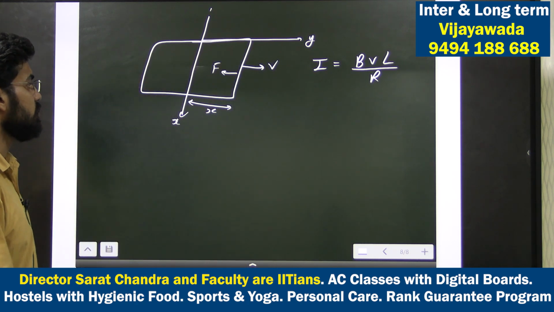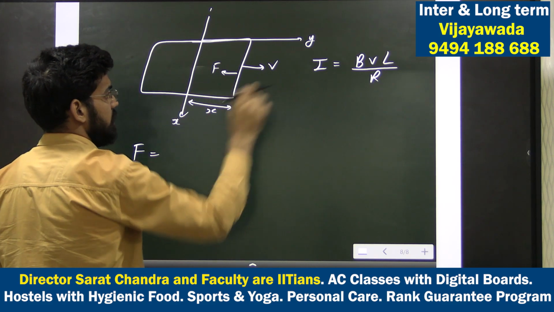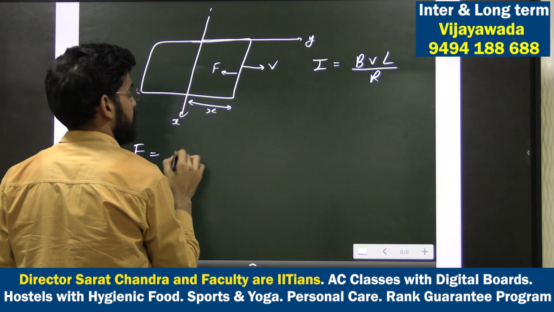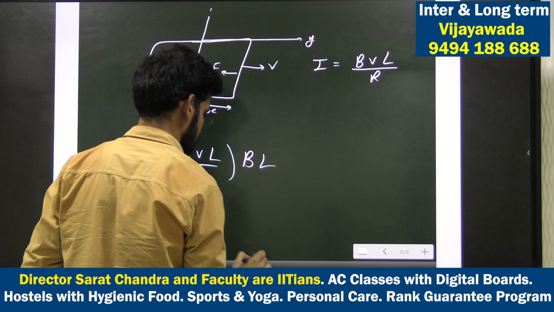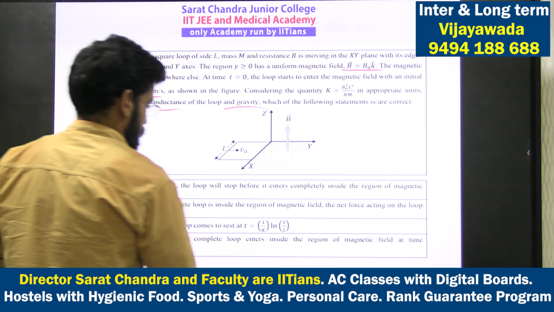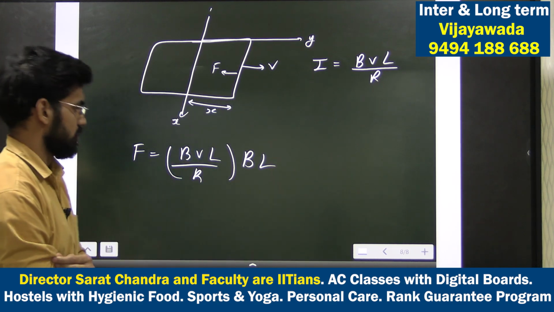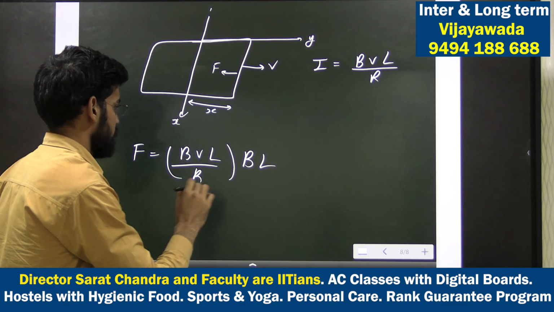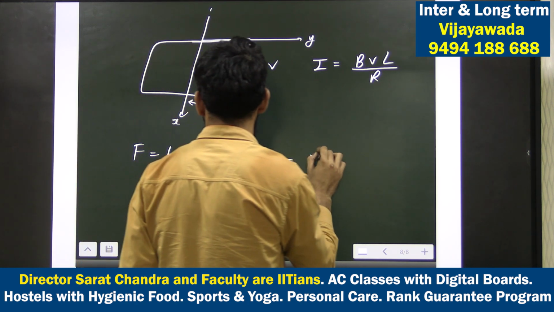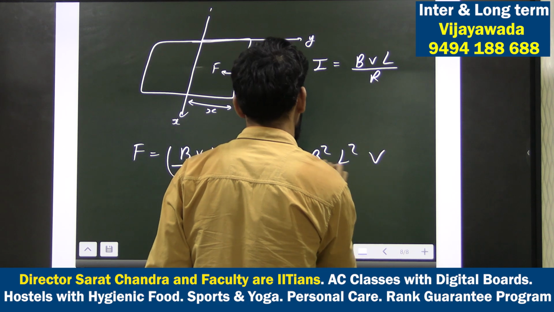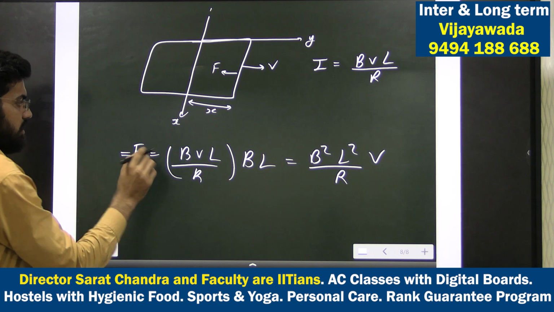Now force, what will you write down? I can say force will be in this direction, right? That will be how much? BVL by R, this is the current, into B into L. That's your force. So force is equal to mass into acceleration. First, let's simplify this: B square L square V by R. This force is nothing but mass into acceleration, and this is negative.